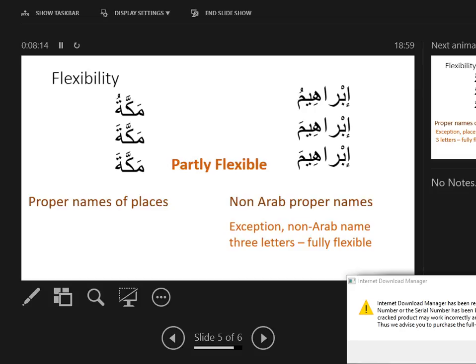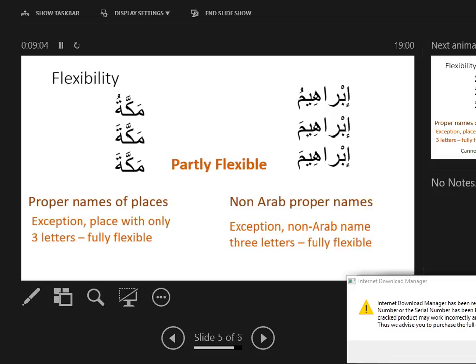And also proper names of places are partly flexible. So this is for proper names of people, and it is also for places. All proper names of places are partly flexible. Partly flexible means the rafa has dhamma, but the nasab and jar are the same. The rafa is different, right? We call it partly flexible. It wants to be fully flexible, but it cannot be. So only half of it is flexible.